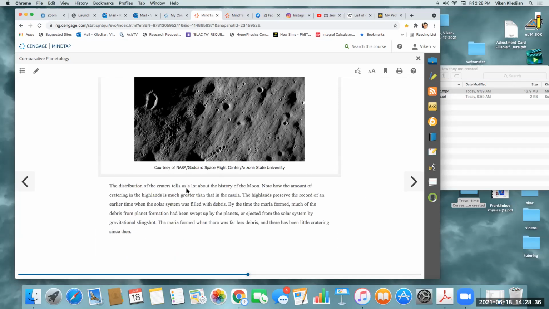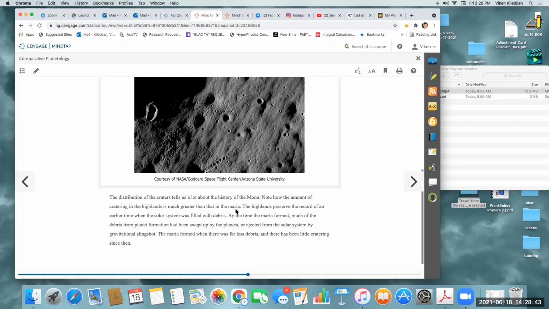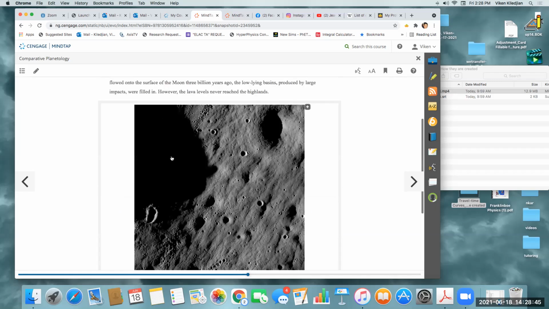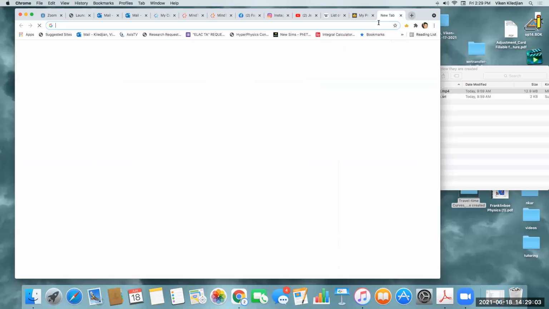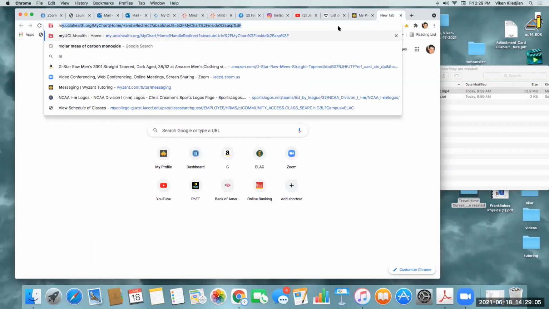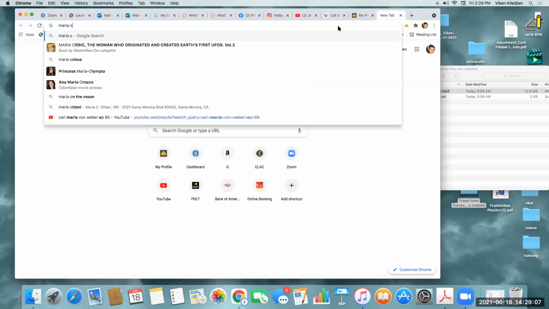The distribution of the craters tells us a lot about the history of the moon. Note how the amount of cratering in the highlands is much greater than that in the Maria. So these are the Maria right here, the dark spots. Well, there's a lot more craters on the highlands right here than in the Maria. So that tells us that the Maria formed after the cratering and then came and filled up that region, you see. So if I show you another image of the moon, you could see Maria on the moon.